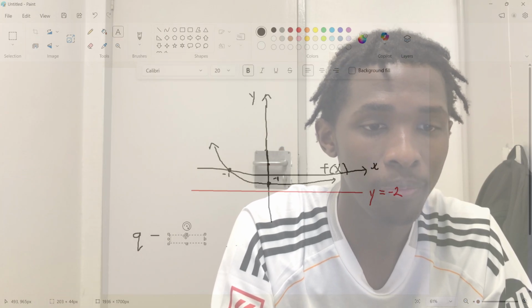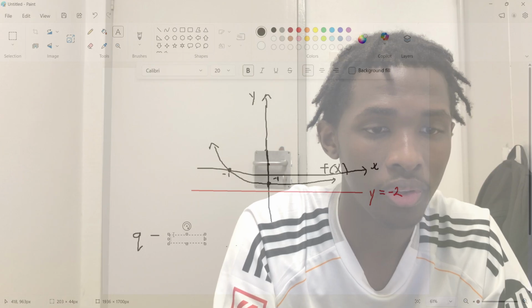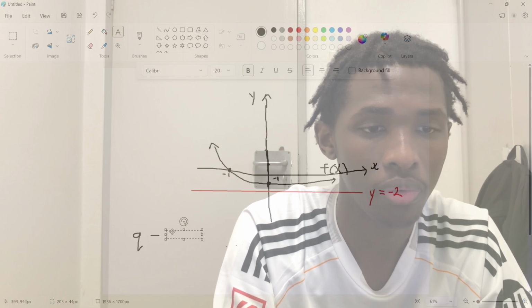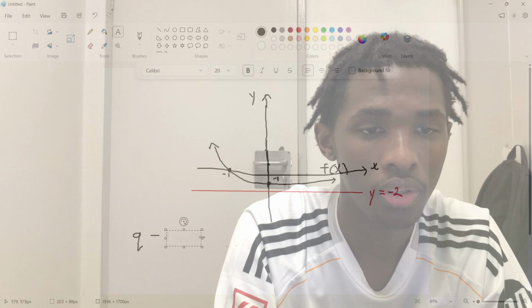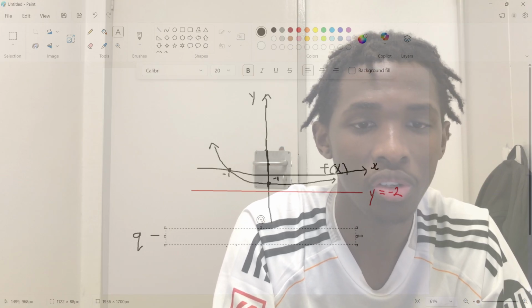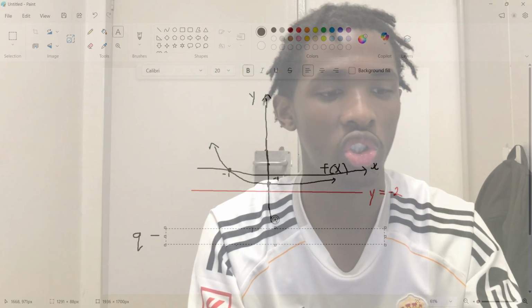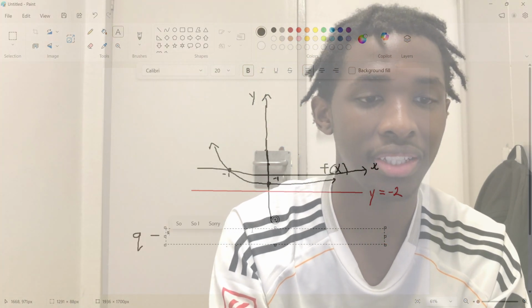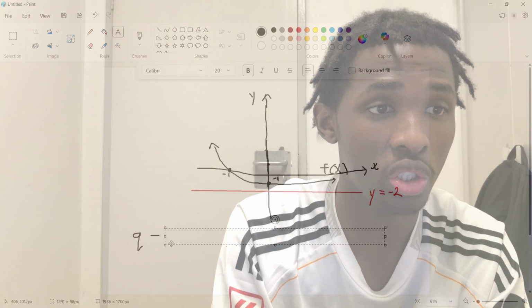That P. It's important for us to make this distinction. So P, yes, it shifts our graph.